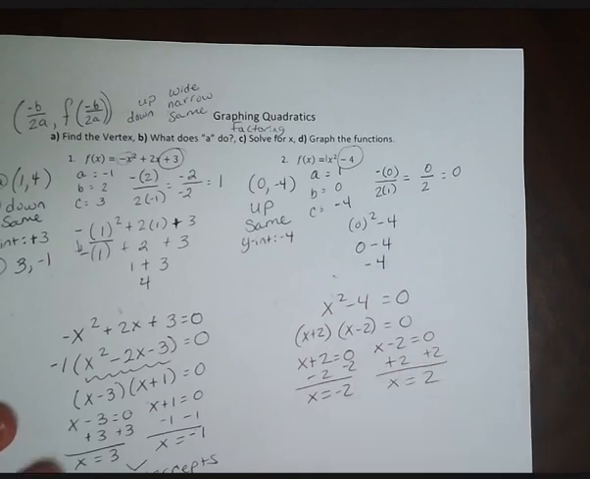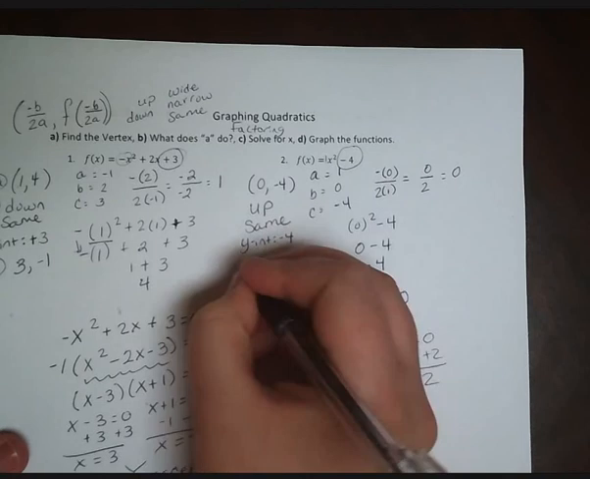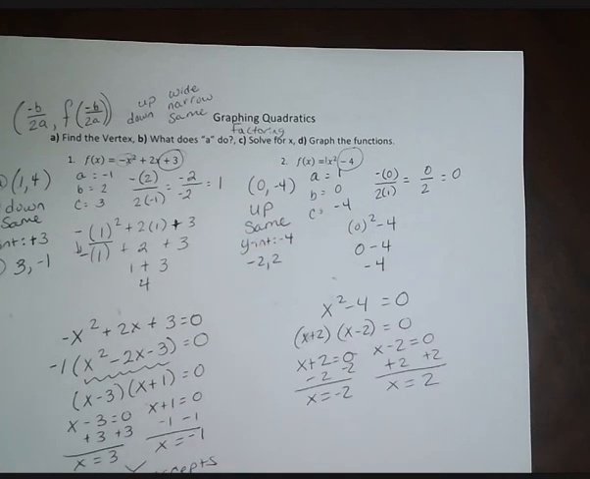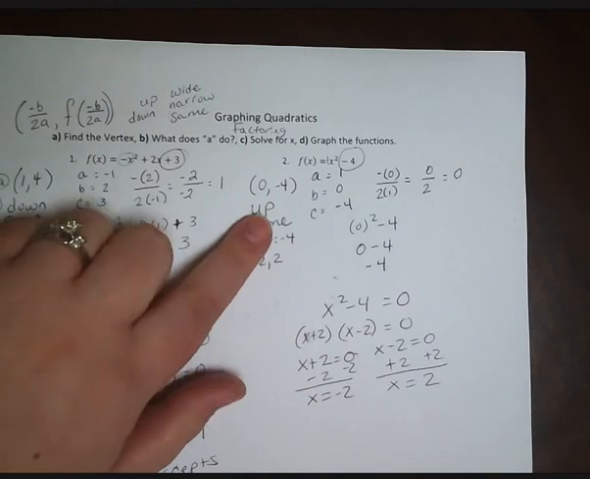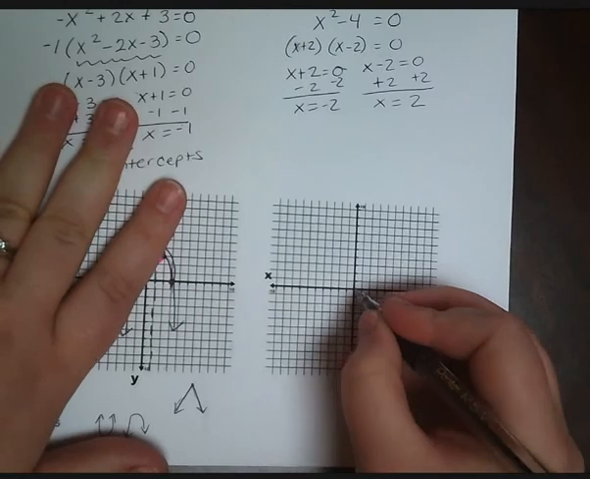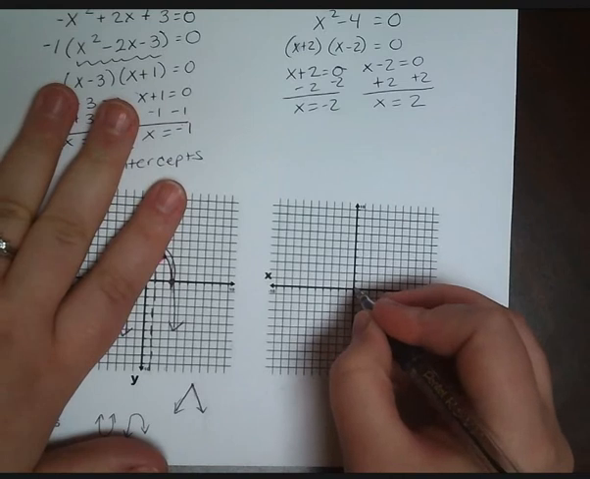Okay, so those are our two solutions, negative 2 and positive 2. So let's look at using that y-intercept method first. The first thing that you would do is to graph your vertex. That's always the first thing that you're going to do. So our vertex is at 0, negative 4. So when we get here, we're going to go 0 spaces left to right, and we're going to go down 4.